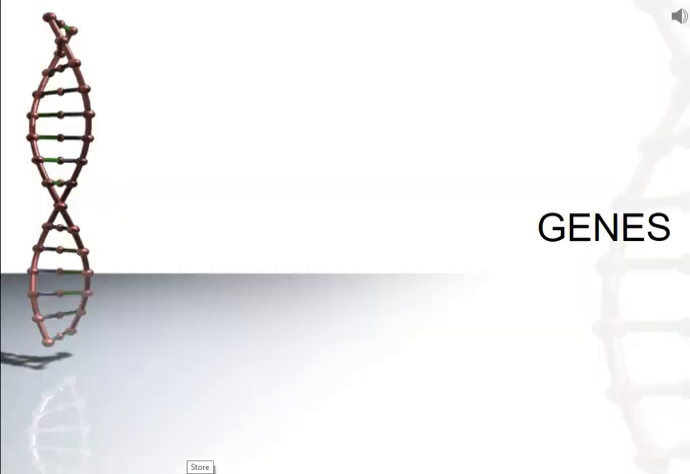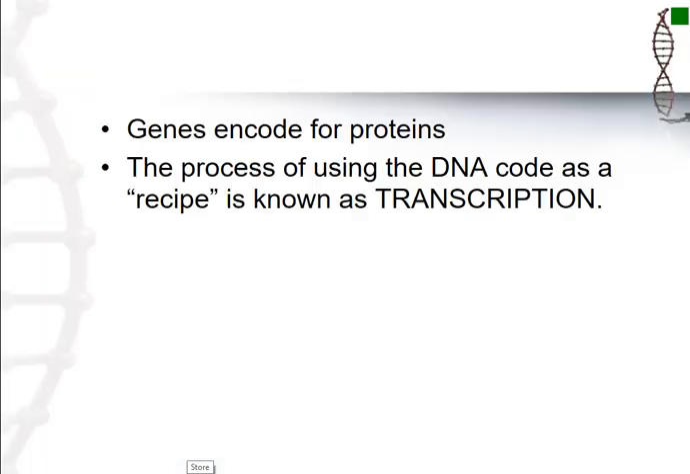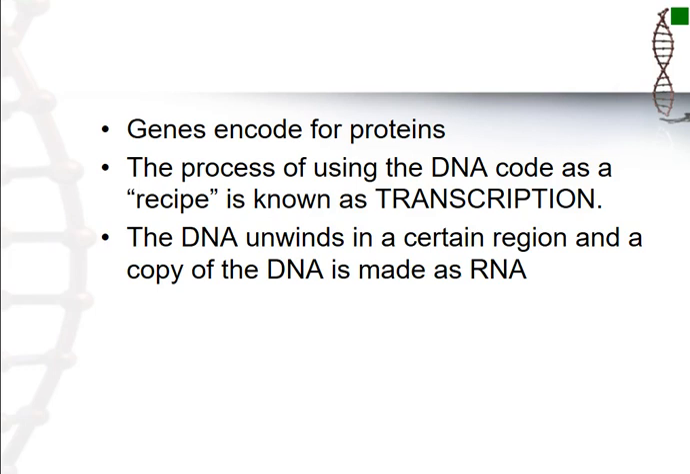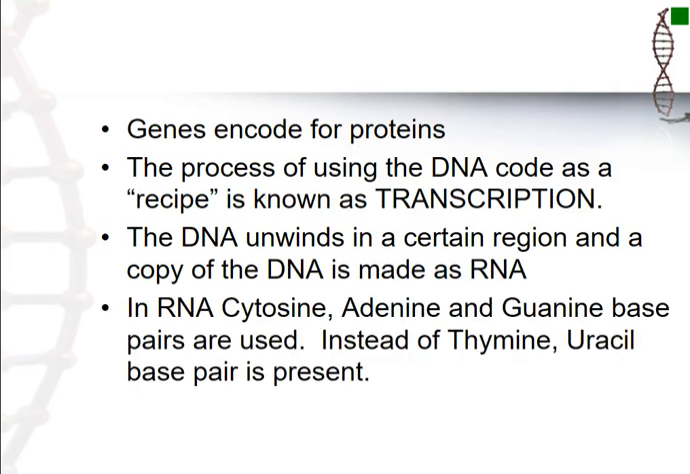Next, we're going to talk about genes. Genes code for proteins. The process of using DNA as a recipe is known as transcription. The DNA unwinds a certain region and copies the DNA into RNA. In RNA, cytosine, adenine, and guanine bases are used, but instead of thymine, uracil base is present.